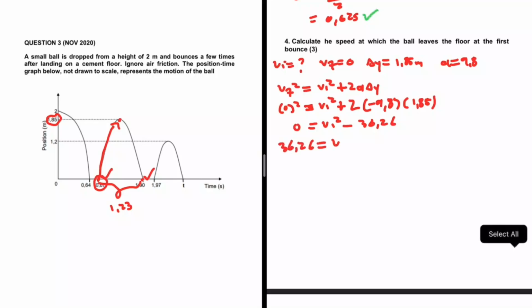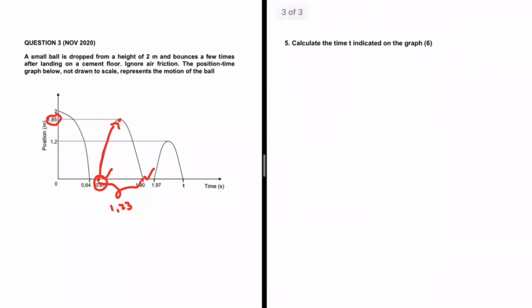So we have 36.26 being equal to VI squared. What we need to do here is to take square roots on both sides. If I do that, I am getting 6.02 meters per second being equal to VI. The question says the speed, so we don't have to indicate the direction. That is all that we need to indicate. So there we go, that is question 4. Let's go ahead and do question 5.